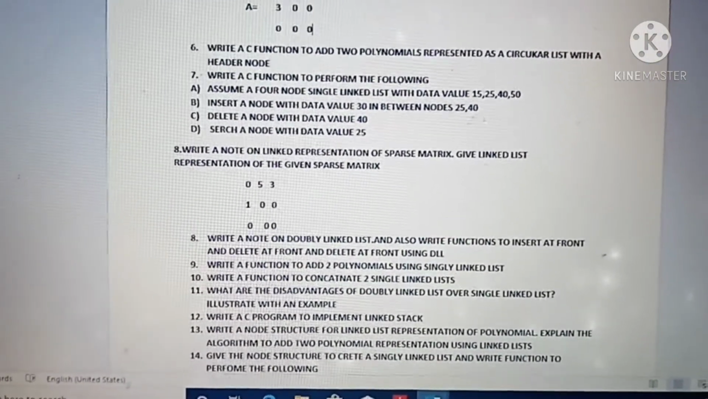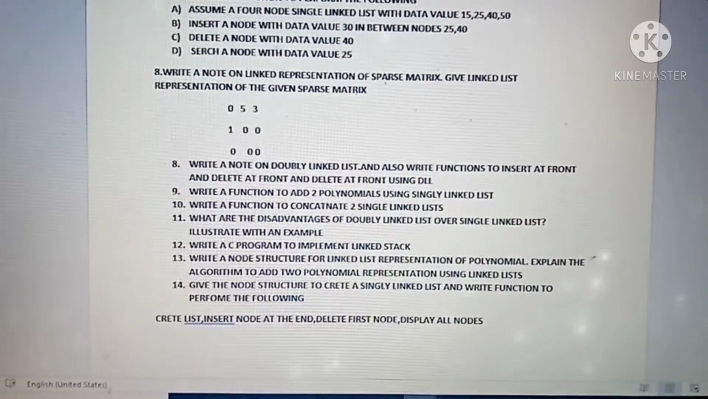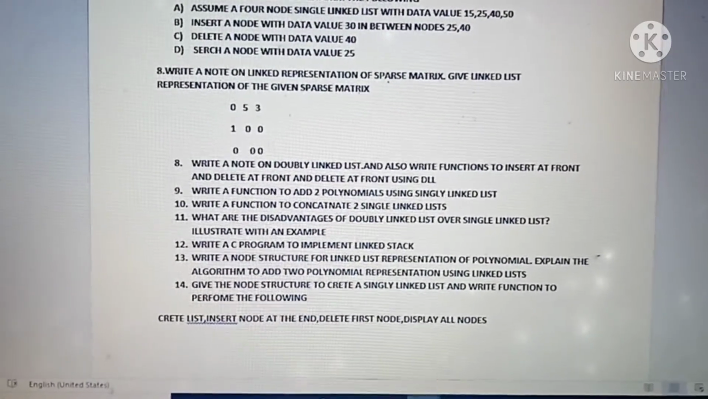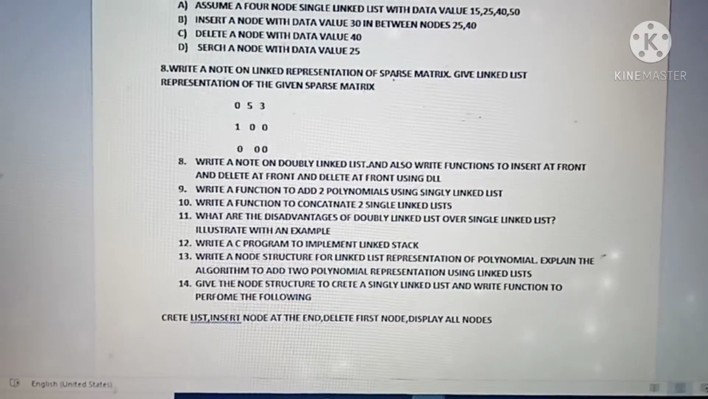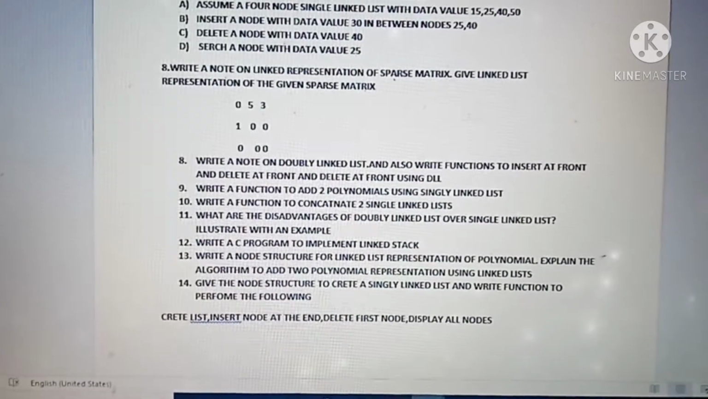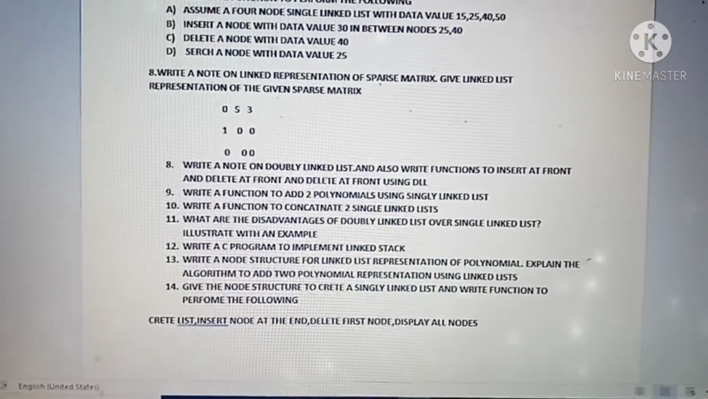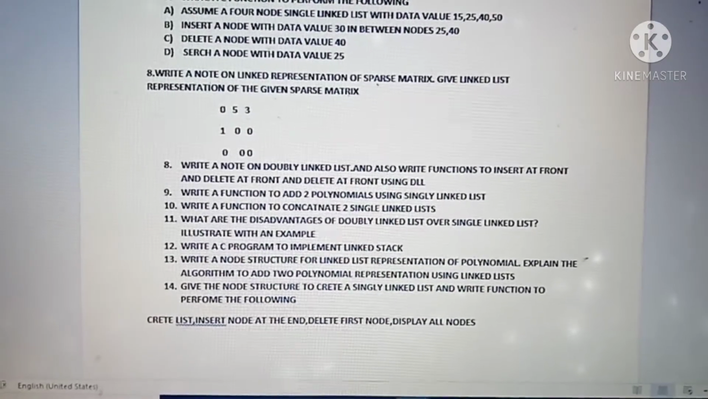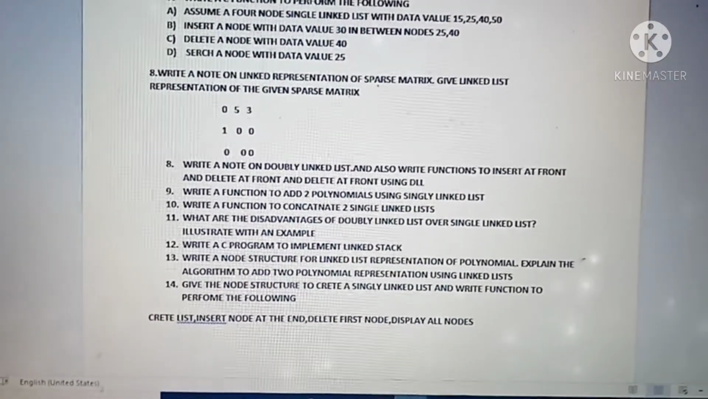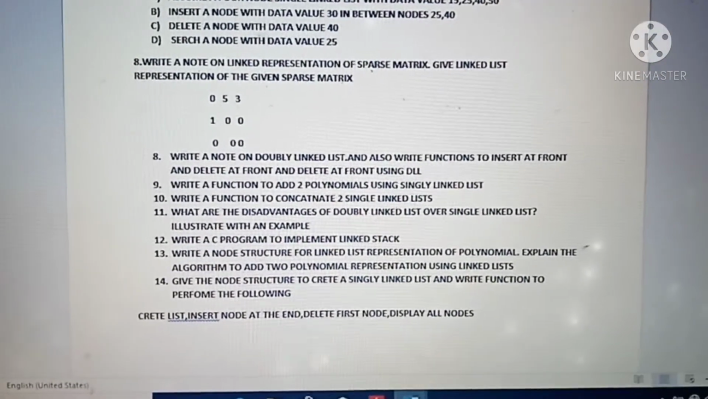The next one is, write a note on doubly linked list and write functions to insert a node and delete at front using DLL. DLL stands for doubly linked list, don't get worried about that. Question number 9. Write functions to add two polynomials using singly linked list. Question number 10. Write functions to concatenate two singly linked lists.